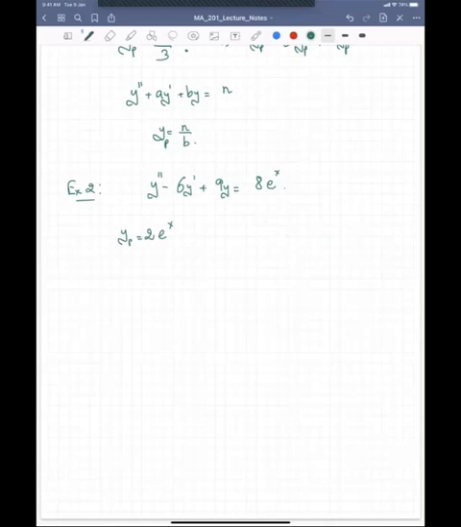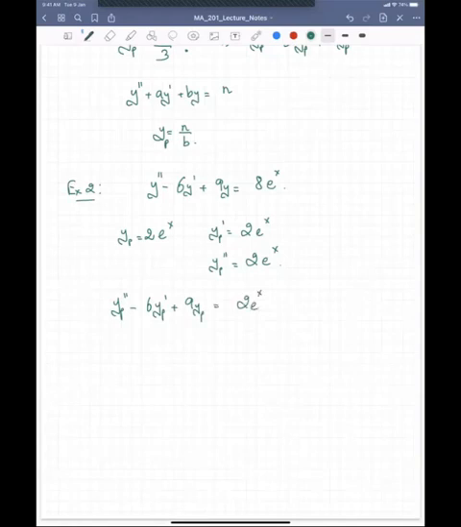So yp equals 2e to the x is indeed a particular solution of this equation. So you can easily check. So yp prime is 2e to the x. Yp double prime is 2e to the x. So plug everything. Yp double prime minus 6yp prime plus 9yp would be equal to 2e to the x minus 6 times 2e to the x plus 9 times 2e to the x, which is 2 minus 12 plus 9 times 2.